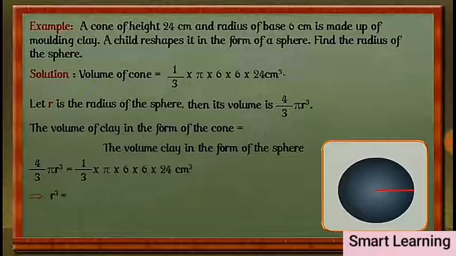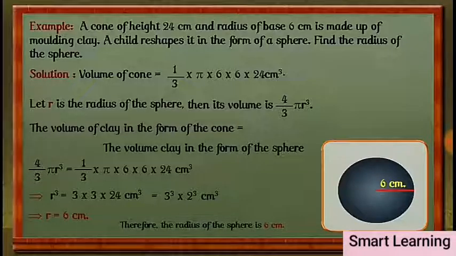That is, r cube is equal to 3 into 3 into 24 centimeter cube, which is equal to cube of 3 into cube of 2 centimeter cube, which gives r is equal to 6 centimeters. Therefore, the radius of the sphere is 6 centimeters.